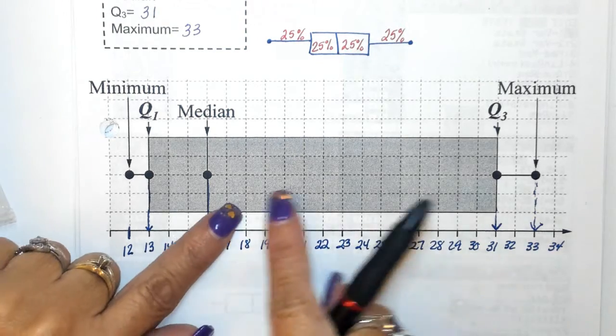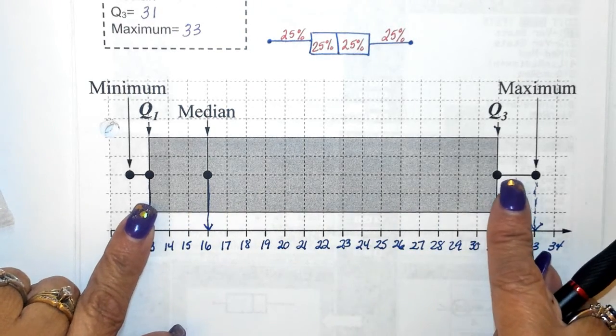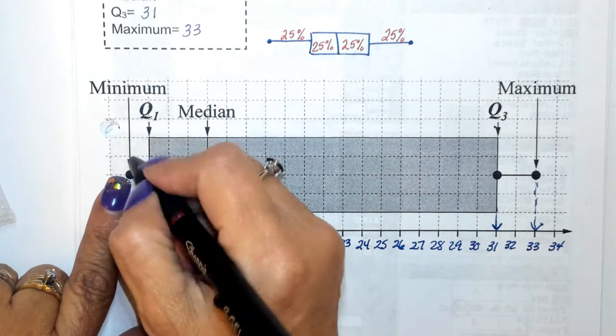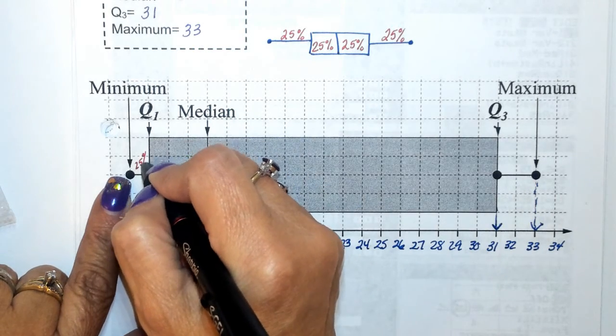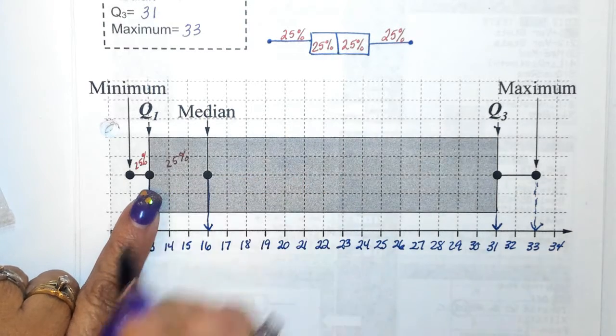What this box here tells me is, look at this huge range of 18. Only 25% of the data should be down here. 25% of my data should be here.